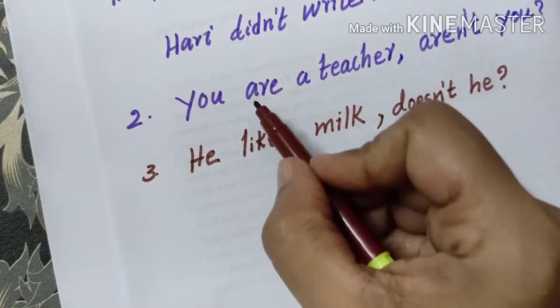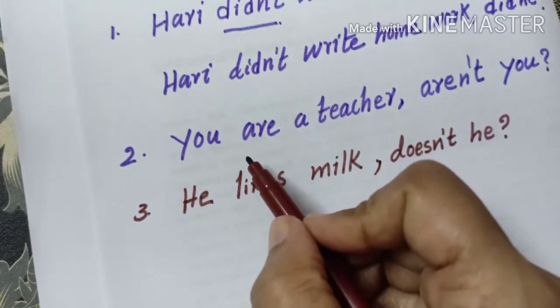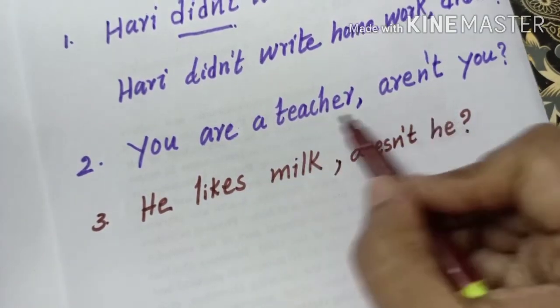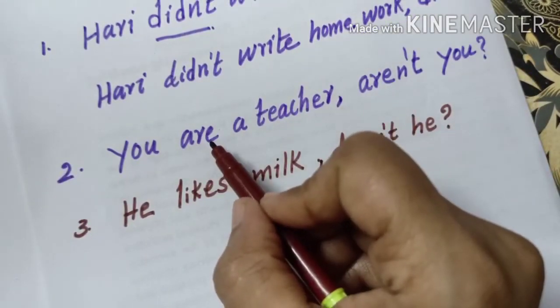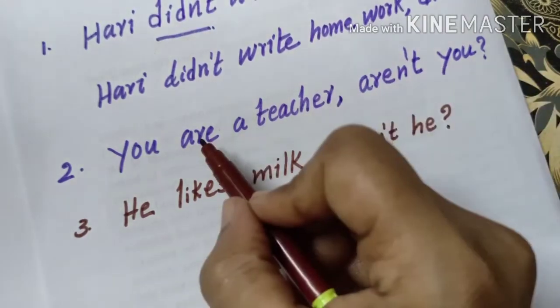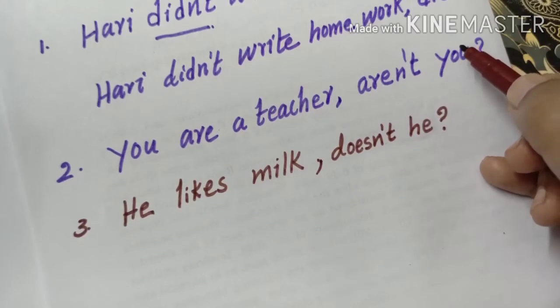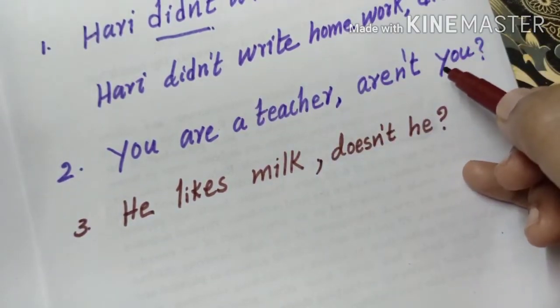If the auxiliary verb is there, it is quite simple. Use the same auxiliary verb, and positive means you use negative and negative means you use positive. That is the only change. And the appropriate pronoun should be used.